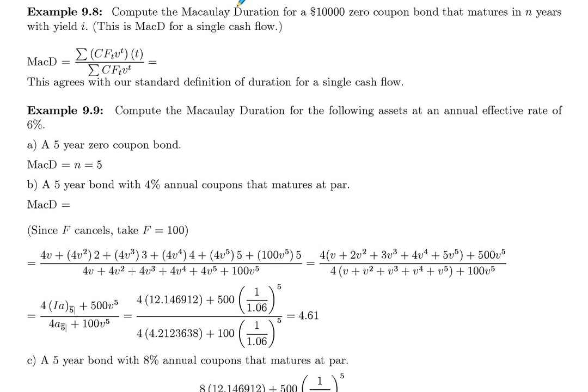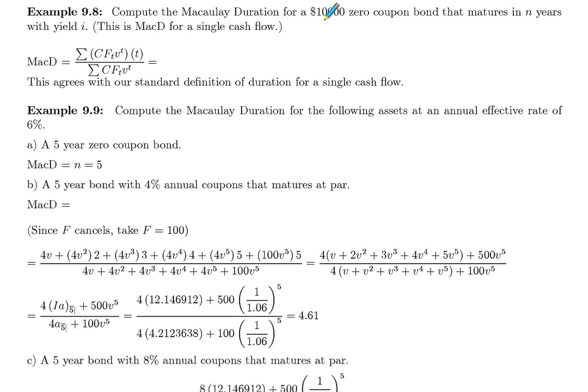Okay, so let's remember that Macaulay duration here is a weighted average for the durations of cash flows and security. And the weighted average is based on the present values of the cash flows. So our definition of Macaulay duration here was the sum of the cash flow at time t times the discount factor v to the t power. So that's the present value of the cash flow at time t, and that's the weighting of the duration, which is the time at which the cash flow occurs.